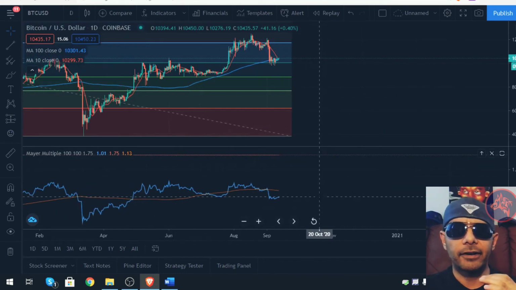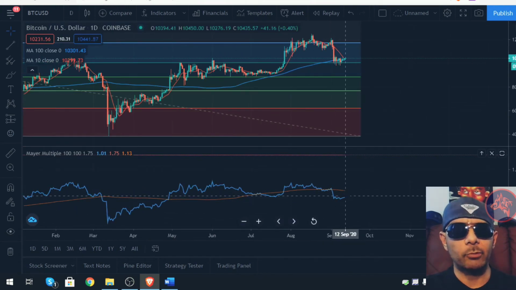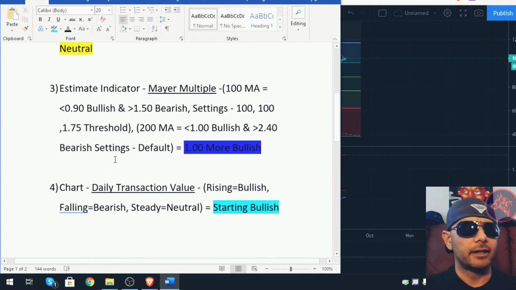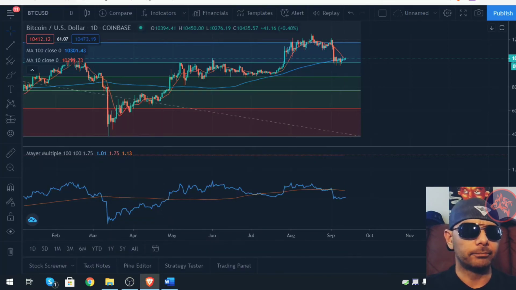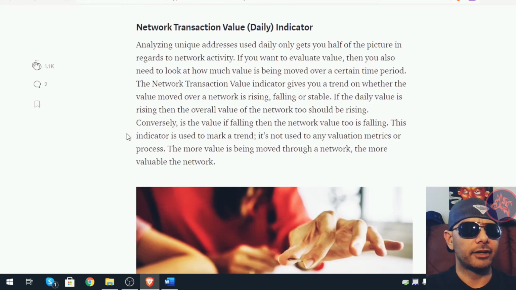Fundamentals, right? Fundamentals. Sorry if my head's in the way. Fundamentals. All right. Be more bullish. It's down here at the 1, and then now it's just going sideways, right? So again, Mayer multiple, 1, more bullish. Just be more bullish on everything. And so we're going to move into the daily transaction volume. Let's move into that right here.